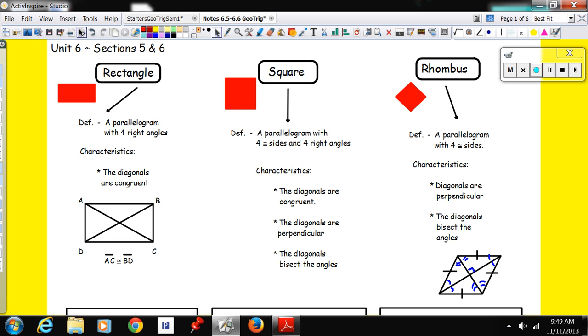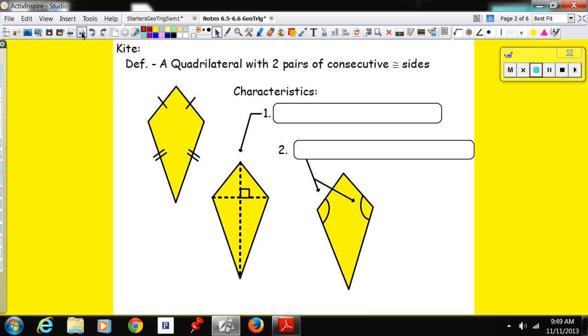Now let's look at some other practice things. A kite. A kite is another quadrilateral. It's the other quadrilateral besides the parallelogram and the trapezoid. A kite has 2 pairs of consecutive congruent sides. So these 2 consecutive sides are congruent, and these 2 consecutive sides are congruent. It doesn't mean they all have to be congruent, just these top 2 and these bottom 2, you got a kite.